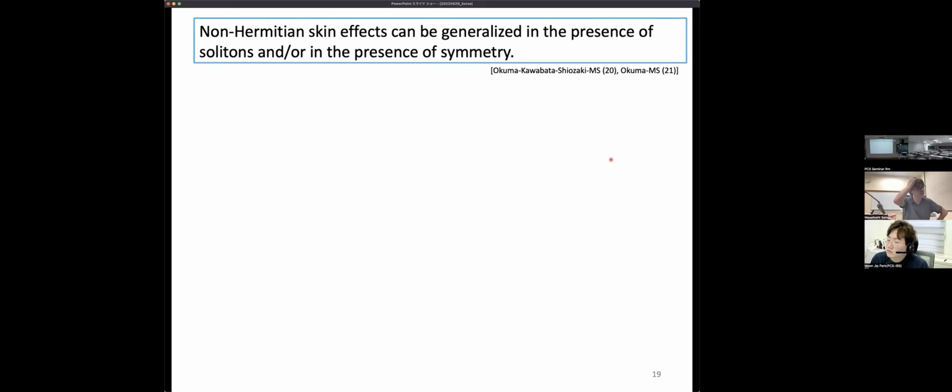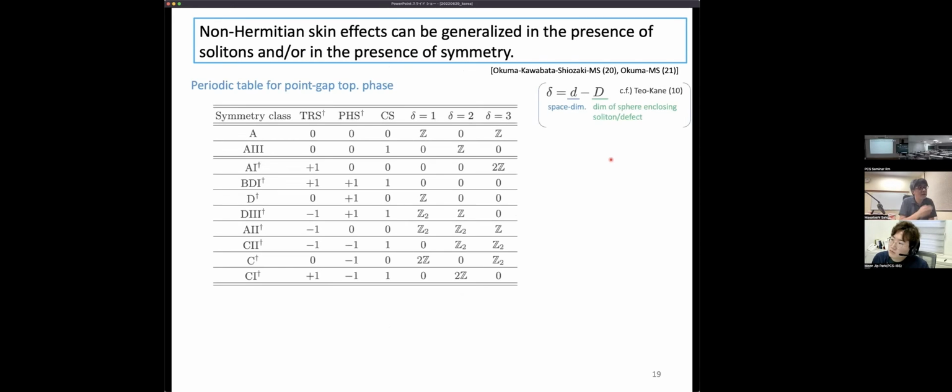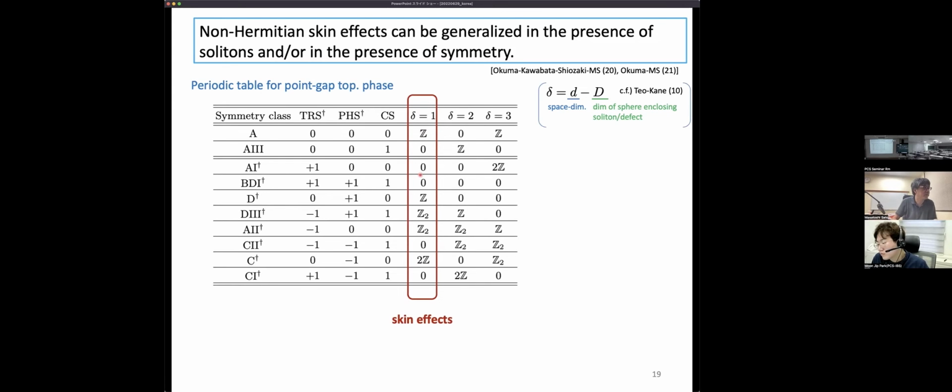Yeah, I also would like to mention that the non-Hermitian skin effect can be generalized in the presence of the soliton and or in the presence of symmetries. Actually, by using the nice consideration given by Jeffrey and Charlie, we can include the effect of the defect in the topological periodic table, and we found that this part corresponds to the skin effect. And actually, we found that this topological number is a topological number for the skin effect in the Hatano-Nelson model, and in this case, d equals 1 and capital D equals 0.